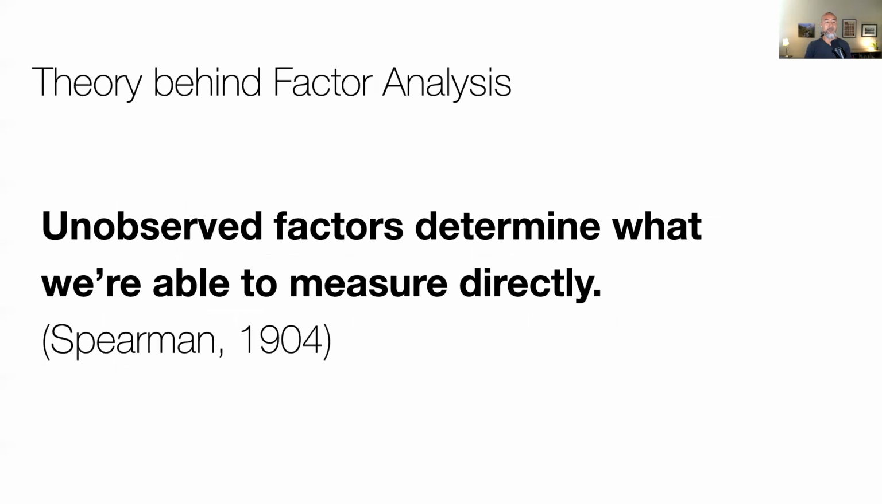But this person, George Spearman, in 1904, I hope his first name is correct, is a pretty famous statistician. One of the theories he talked about was that unobserved factors determine what we are able to measure directly. So there are things that we can measure, but there are things that we cannot measure.